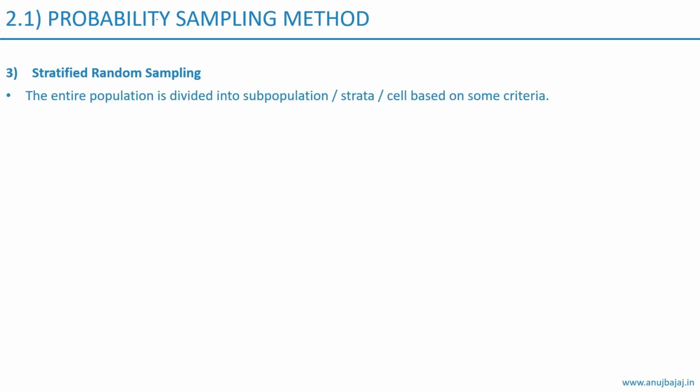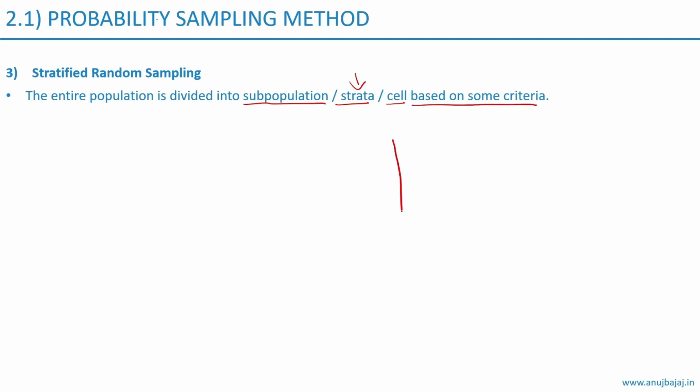So let us look at the third probability sampling method, which is stratified random sampling. In stratified random sampling, the entire population is divided into subpopulations. These subpopulations are also called strata or cells. So the entire population is divided into strata based on some criteria.